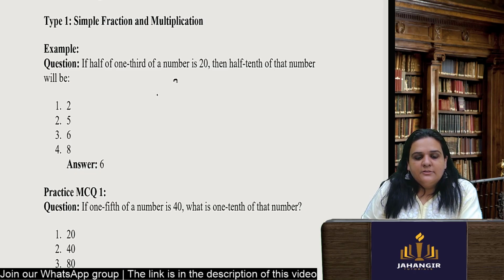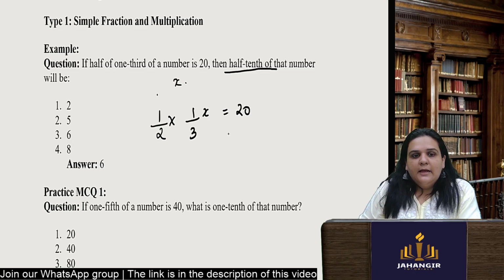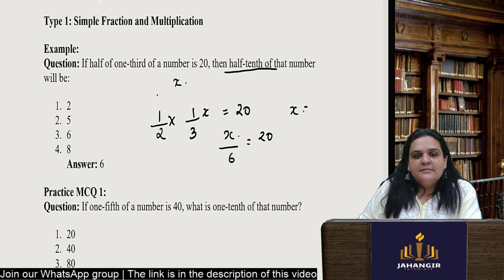Let the number be x always. They are saying if half of the 1/3 of the number is 20, then we have to find half tenth of that number. Based on the first equation, I can say x upon 6 is equal to 20. Therefore x is equal to 6 into 20, which is 120.